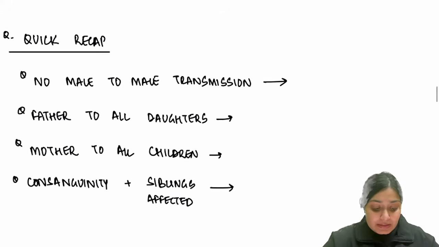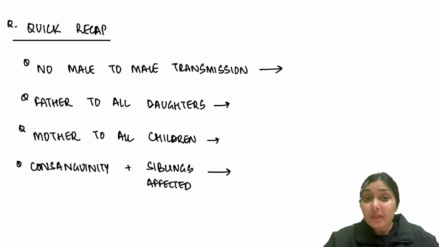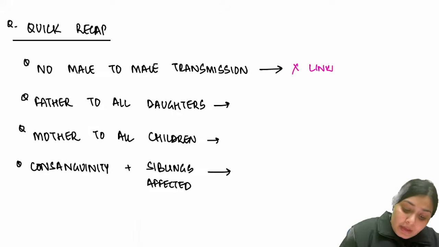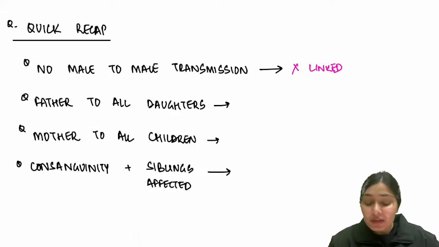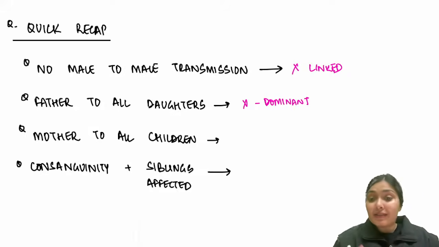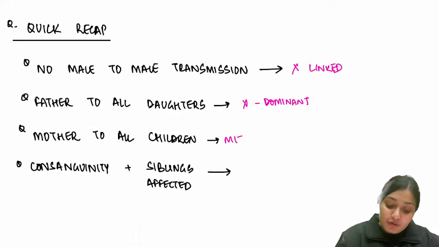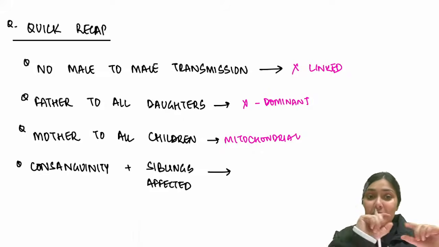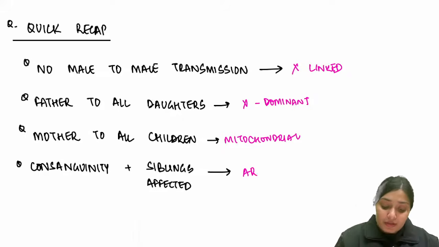Finally, let's give a quick recap so that in exams we don't make a silly mistake. No male to male transmission in all the X-linked conditions. If the father is giving it to all the daughters, this is X-linked dominant. If the mother is giving it to all the children, this is mitochondrial. And if you have a horizontal affection, consanguinity history, and siblings affected, this is autosomal recessive.